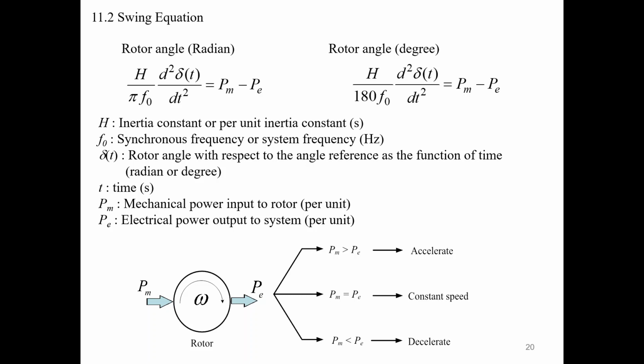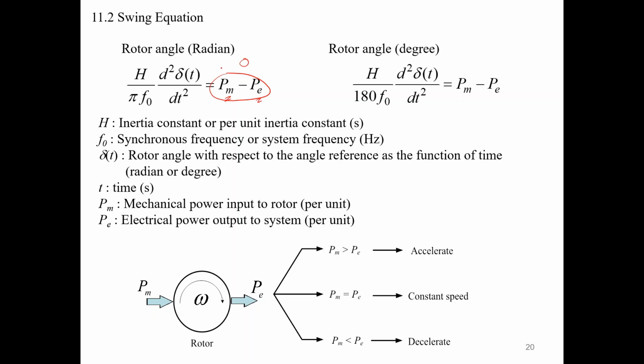You can see the rotor angle equation here. We call this the swing equation, and on the right side it is the difference between the mechanical power input and the electrical power output. So you can see that when the machine operates steadily, in the steady operating condition, this term would be zero, because there is no acceleration.